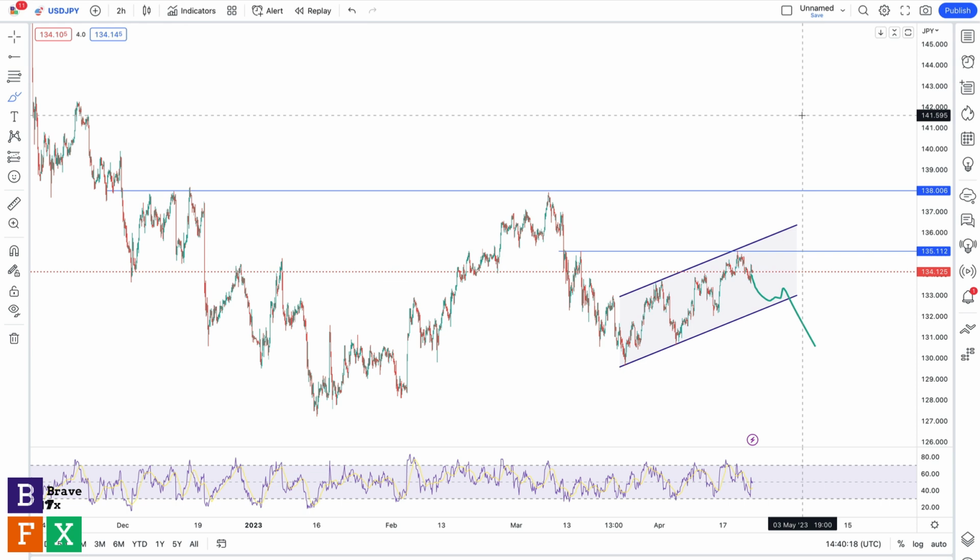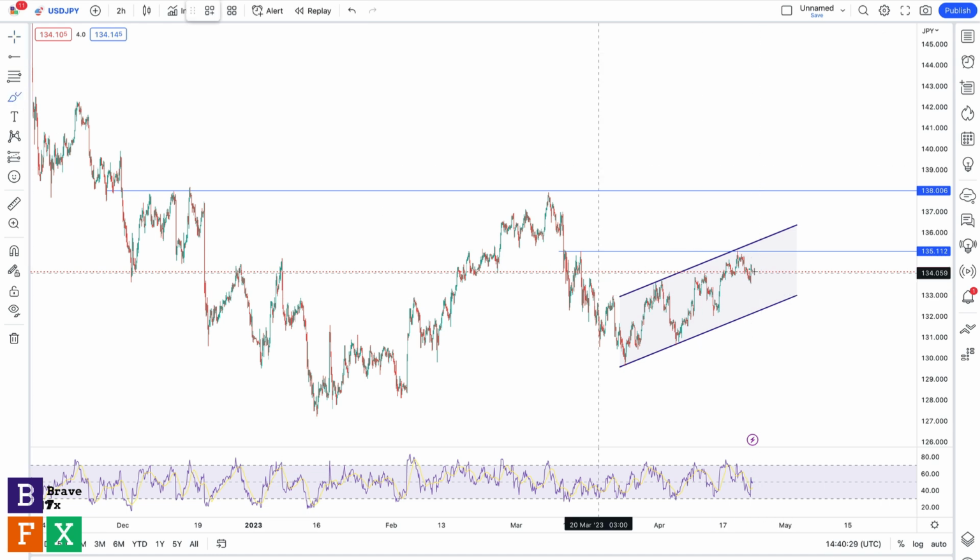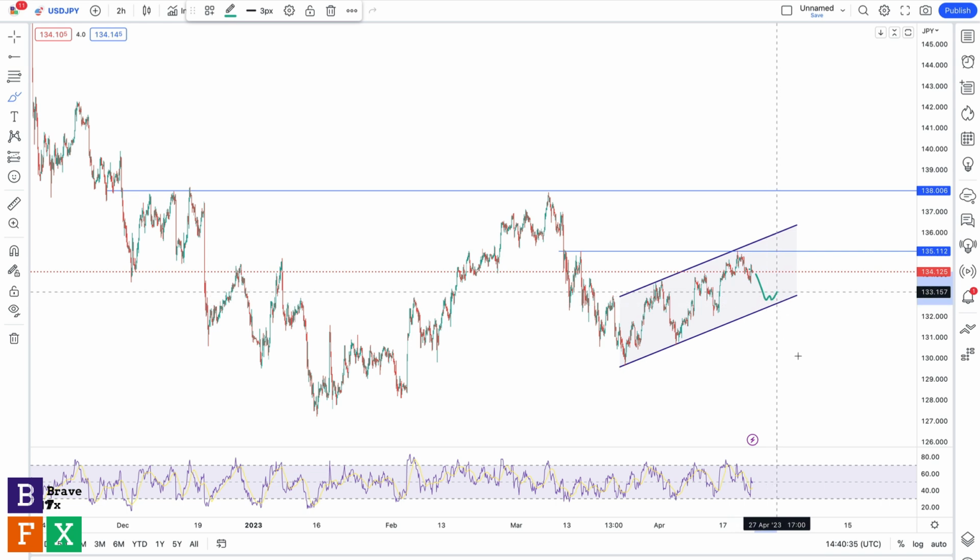So I'm going to wait for price to come straight down. Excuse me, I'm just going to get rid of this. So I'm going to wait for price to come down to the bottom of this channel, consolidate a little, and then give us that bearish breakout to go short. So this is how I'm going to trade USD-JPY, and that's it briefly for this week's analysis.